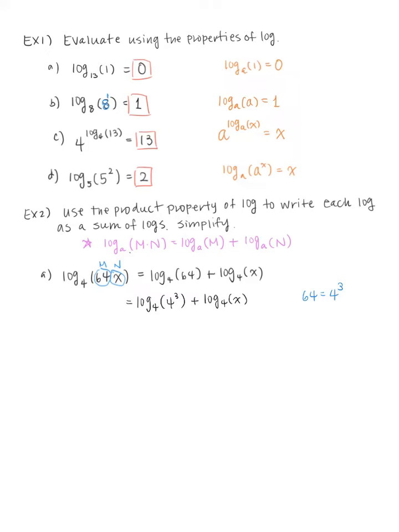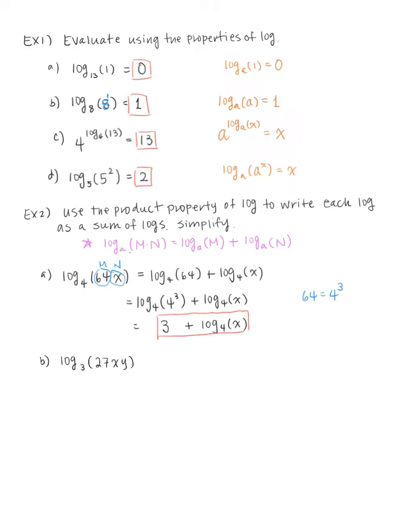Alright, so now let's take a look at the log base 4 of 4 to the third. Can I simplify that? I think we can. So again, if the little base 4 and the big base 4 match up, what's left is just the exponent. So in this case, this is the same thing as just 3 plus the log base 4 of x. And that's going to be the answer.